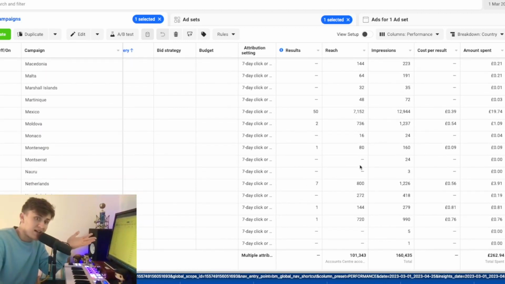So now I've got this data. When I do future Facebook ad campaigns, I can narrow down, take off countries which maybe, you know, didn't do much. So like Monaco, like 4p, that's technically wasted. Moldova, I probably wouldn't do again. So this data really helps in future campaigns for you.